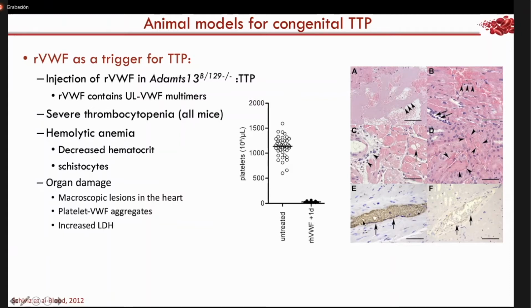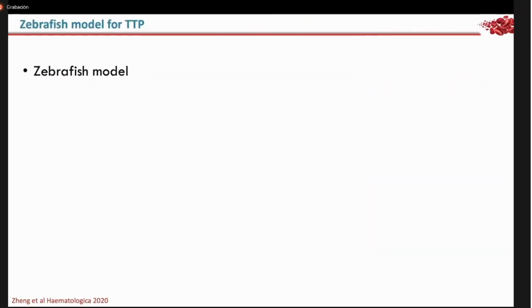Here, a VWF-rich aggregate, and also increased lactate dehydrogenase levels, which point to the rupture of red blood cells and the organ damage. So recombinant VWF does trigger TTP in ADAMTS13 knockout mice. Let's move on to the zebrafish model.